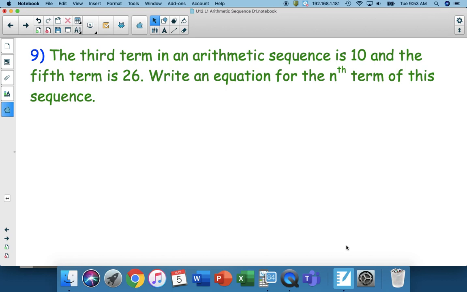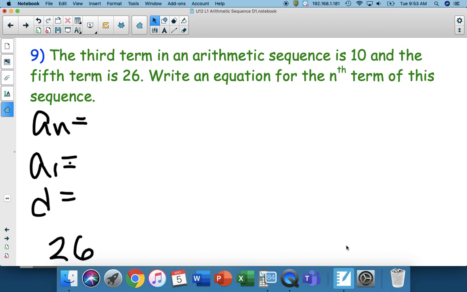So, AN, we know we don't have to find. We know we're looking for A1 and we're looking for D. All right. And we know that since we have the third term and the fifth term, we've got to do our slope formula in order to find this. All right, so we're going to do 26 minus 10 over 5 minus 3.